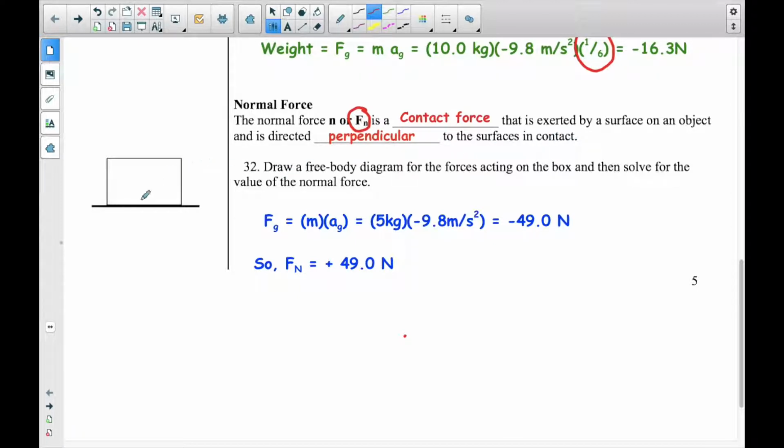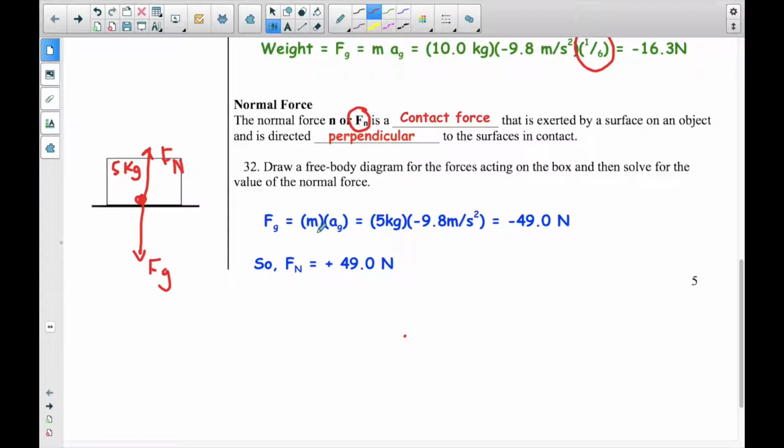We talked about this a little bit the other day, but let's go ahead and do an example. Draw a free body diagram for the forces acting on the box and then solve for the value of the normal force. So if we have a box, and let's say our box here is 5 kilograms. We have the force of gravity acting down on it, and then we have this counteracting force called the normal force. When you draw your vectors, the normal vector should be the same length as the force of gravity.